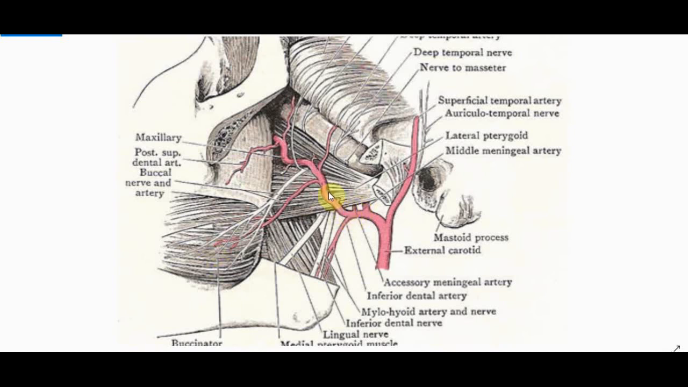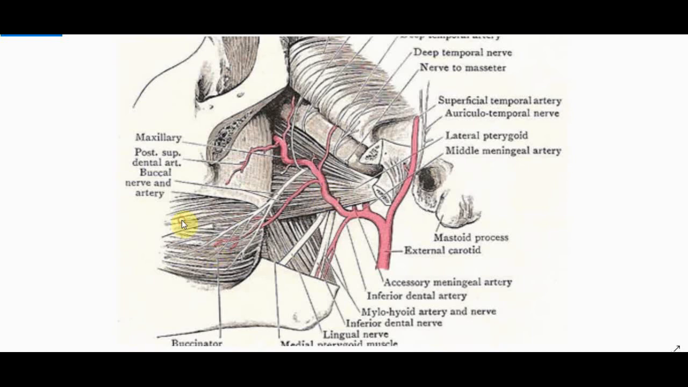So the second part has a total of four branches, and they are named after the muscles of mastication: the masseteric artery, the pterygoid artery, and the deep temporal artery for the muscle of the temporal fossa, and we also have the buccal artery. So we have four of these.